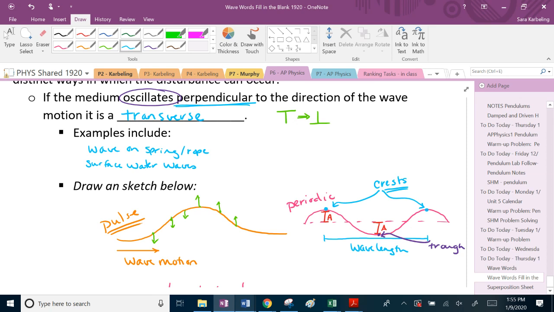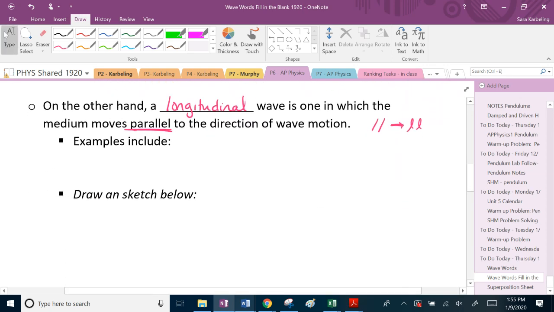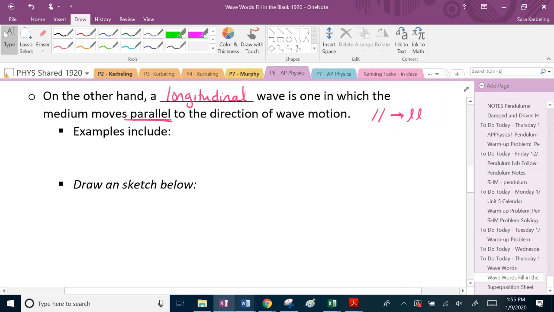Before you come to class tomorrow, I want you to look up other examples of transverse waves. Put that on your list of things to do. Okay? Do it. I mean it. Don't look at me like, yeah, sure, I'm going to do it. I mean, actually do it.